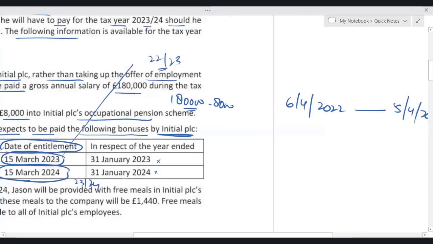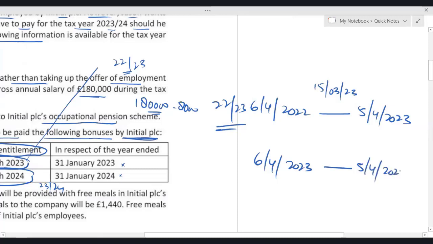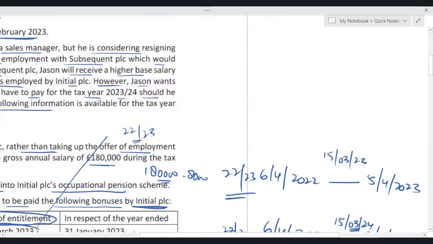So obviously the entitlement date of 15 March 2023 falls in the tax year 22-23. The tax year 23-24 runs from 6 April 2023 till 5th April 2024. The second entitlement date is 15th April 2023, and obviously this date falls in the tax year 23-24. So the first bonus is taxable in the previous tax year, but the second bonus is obviously taxable in the current tax year.